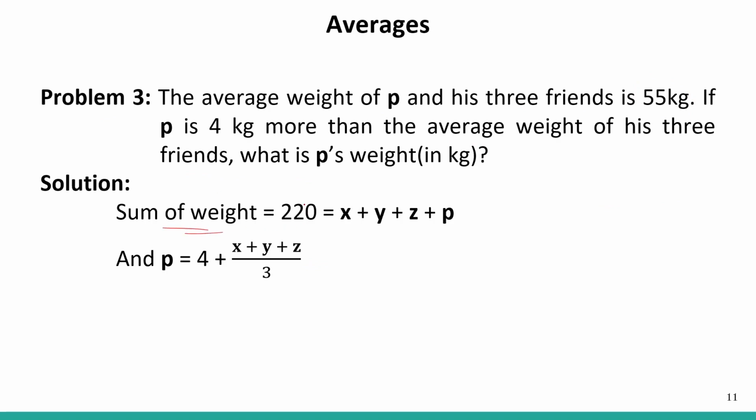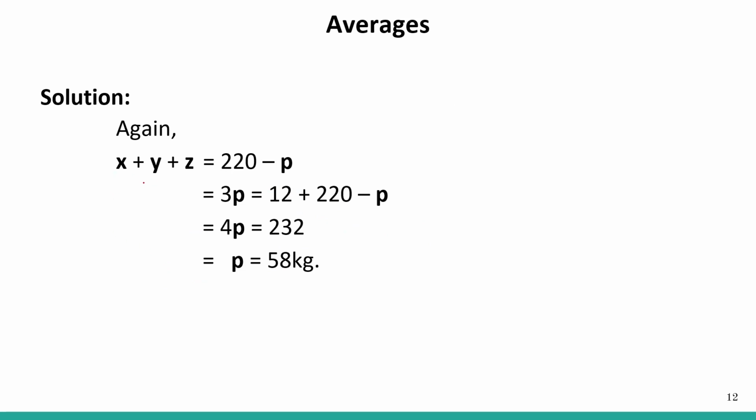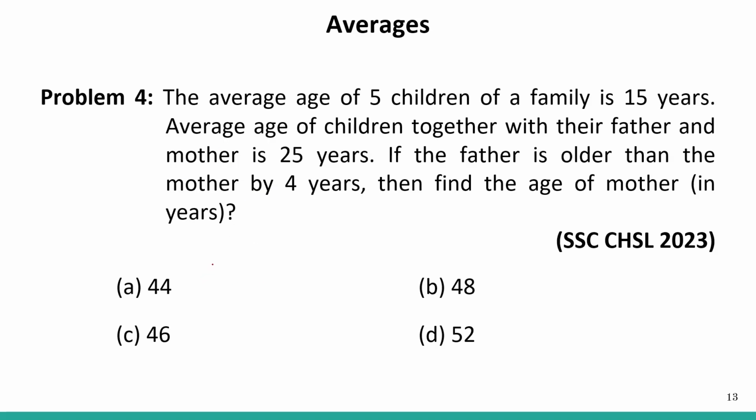So the sum of weight is equal to 220, that is equal to X plus Y plus Z plus P. So P is equal to 4 plus X plus Y plus Z whole by 3. X plus Y plus Z will be 220 minus P. So 3P is equal to 12 plus 220 minus P. Solving for P, 4P is equal to 232. So P is equal to 232 by 4, that is 58, because 58 into 4 is 232, right?